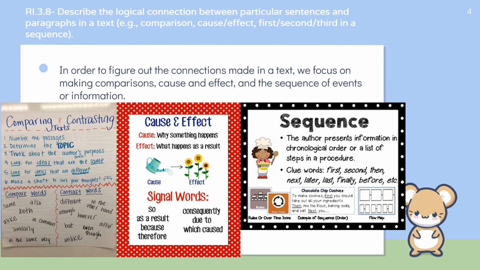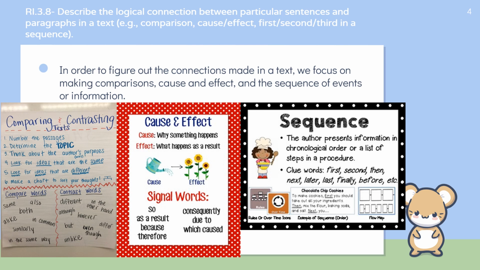Another thing we want to look at when we're making connections in our text is sequence. The author is always going to present information in chronological order or as a list of steps. So when we are figuring out the sequence, we want to use clue words such as first, second, then, next, later, last, finally. I think we've all used those words before.